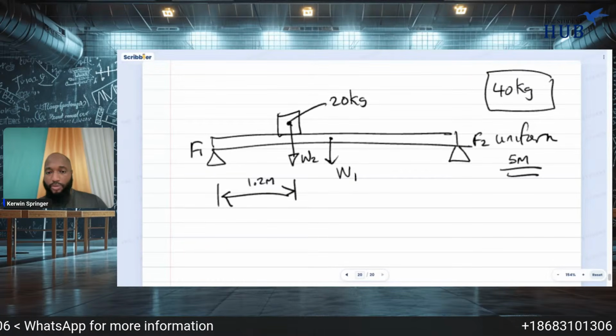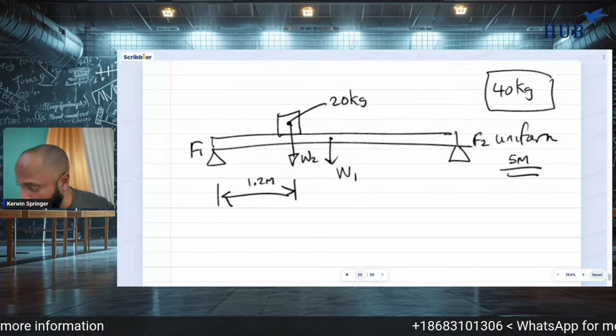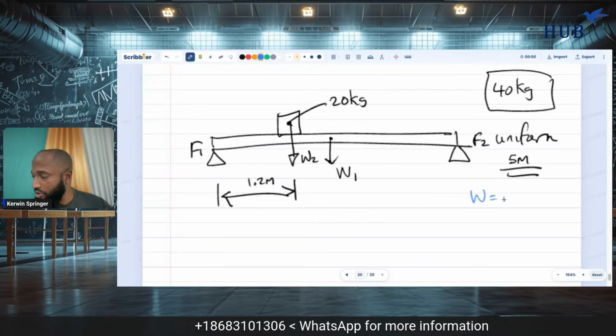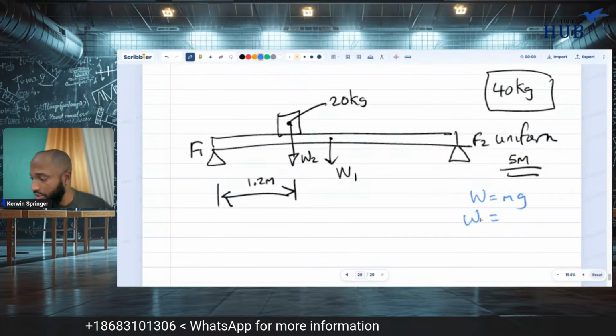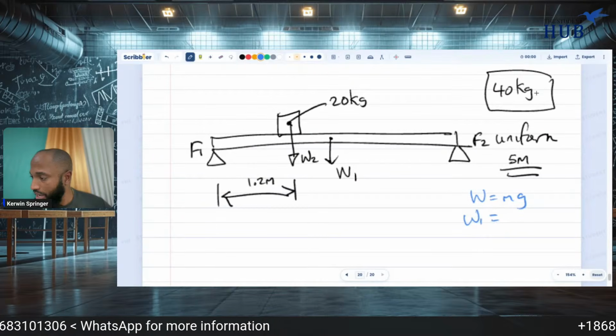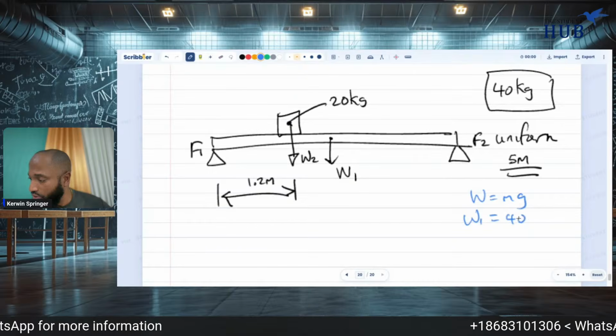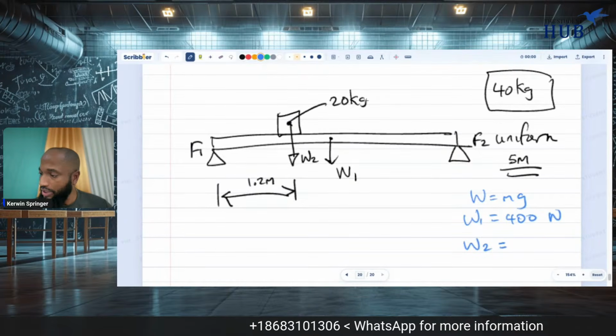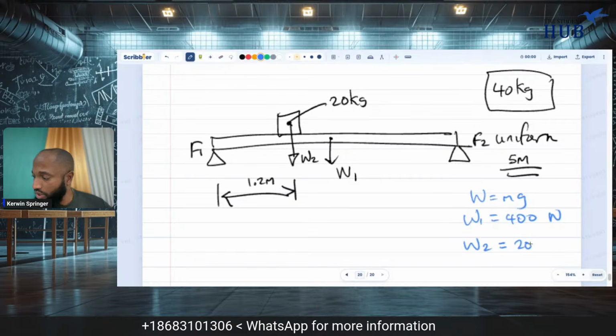What will W1 be? W1 is 400, W2 is 200. Good. So far, so good. So you say W is equal to mg. So W1 is m, 40 by g is 10. So you just put 400. W2, I'm working it out quickly, is 20 by 10. So you get the 200. Everybody understand that?